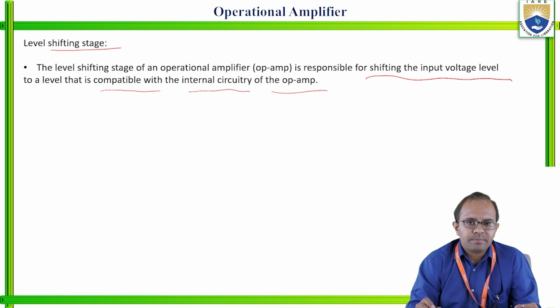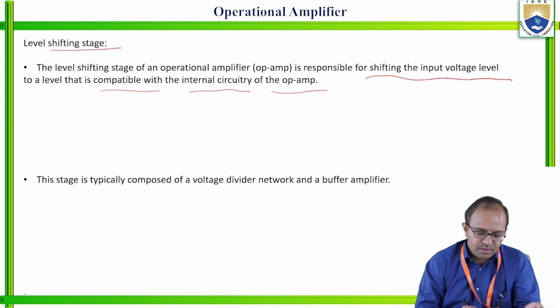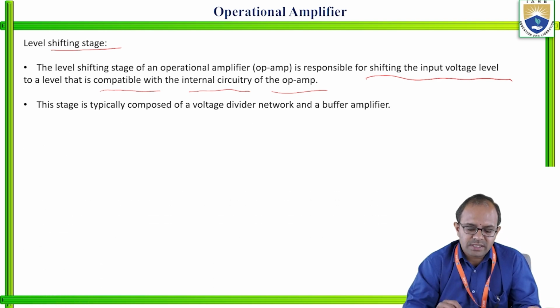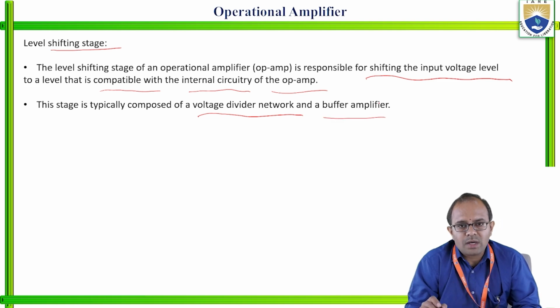So look at the name. What is the name of this stage? The name of this stage is level shifting. So what are you going to shift? The voltage levels. We are going to shift the voltage levels to a compatible level within the internal circuitry of the operational amplifier. This stage is typically composed of a voltage divider network as well as a buffer amplifier.